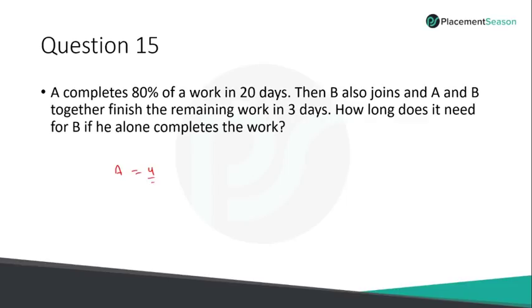4 parts of work can be done in 20 days, so 5 parts is 25 days. So A's 1 day work is 1 by 25. B's 1 day work, we don't know, we have to find out. When they work 3 days together, they can finish 1/5 of the work, correct? When 4/5 of the work is done by A, the balance 1/5 of the work should be done by both A and B in 3 days. So this is their 1 day work and this is the 3-day work, correct?